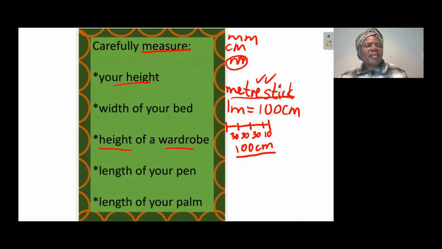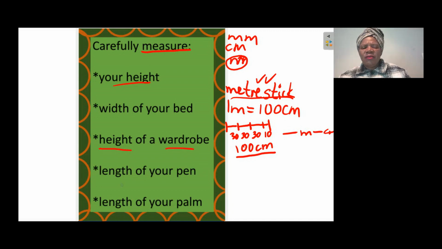Use your meter stick, and then the piece that will be left, if it is there, you use a small ruler and measure the last piece that is there, and put them together. How many meters? So your answer will be in meters and centimeters.